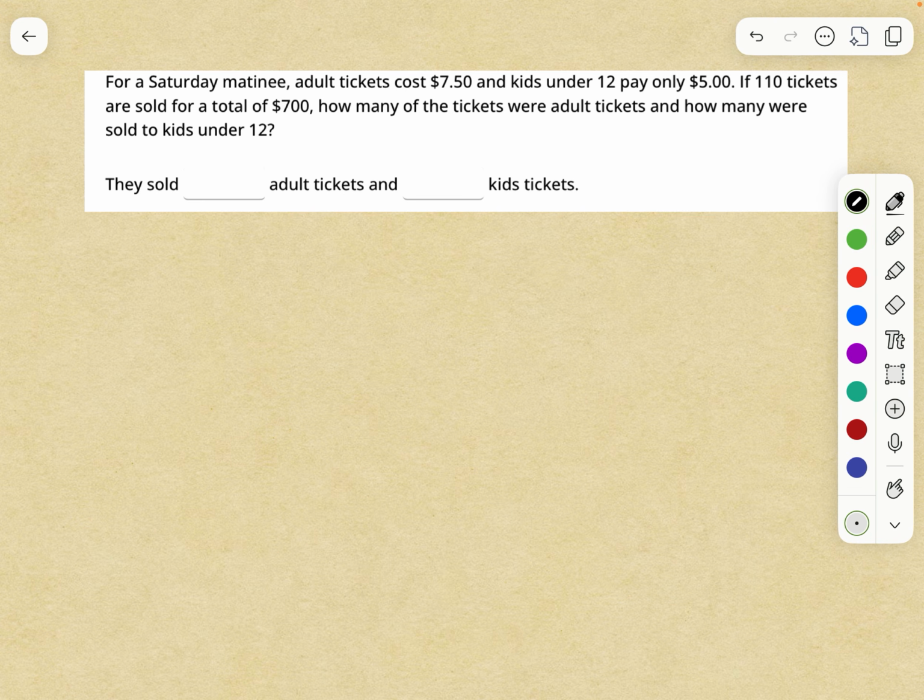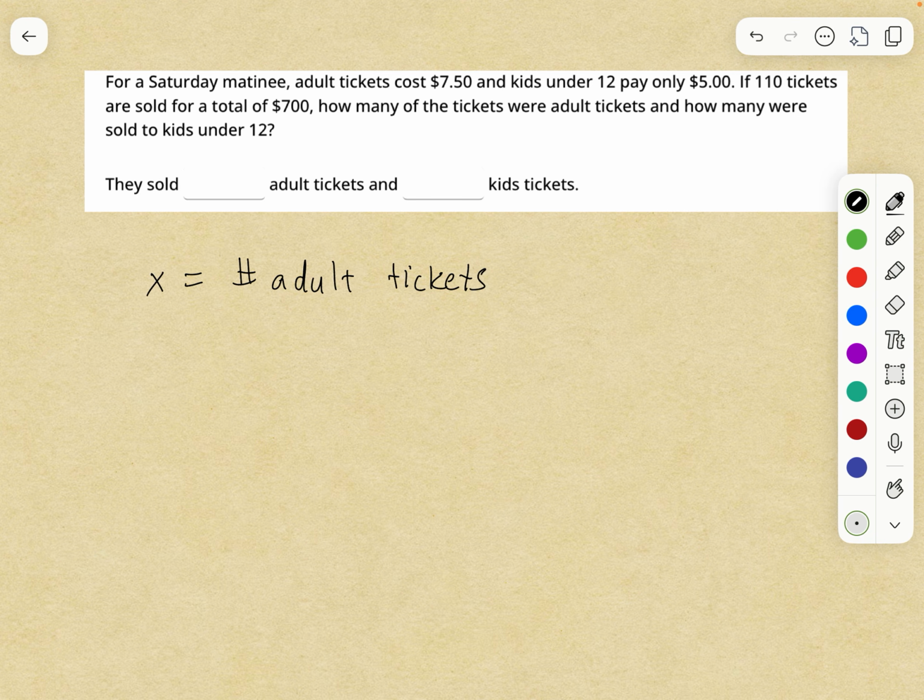So what's going on is you have two types of tickets. There's adult tickets and kids tickets. And we want to define a variable for one of them. So let's say that X is the number of adult tickets.